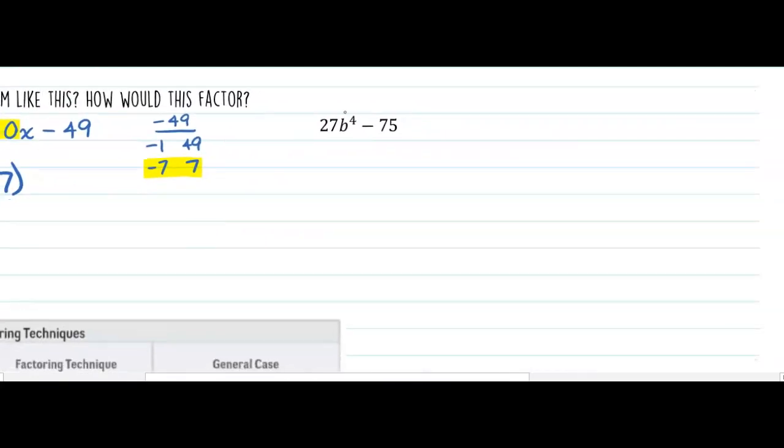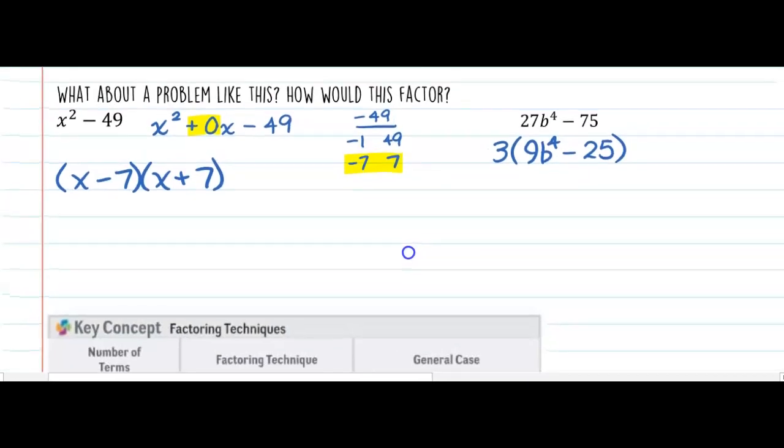Over here, is there something common? Oh, I can divide both of those by 3, which gives me 9b to the 4th minus 25. 9b to the 4th plus, this one's a little more complicated, isn't it? Let's go back and look at a pattern here.